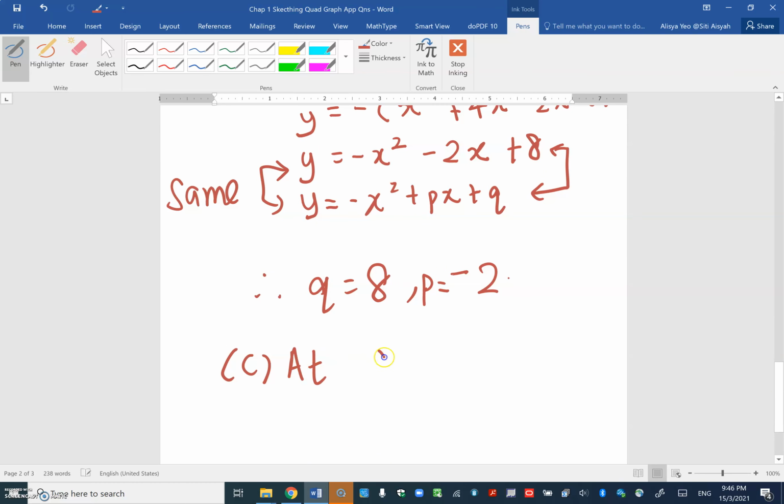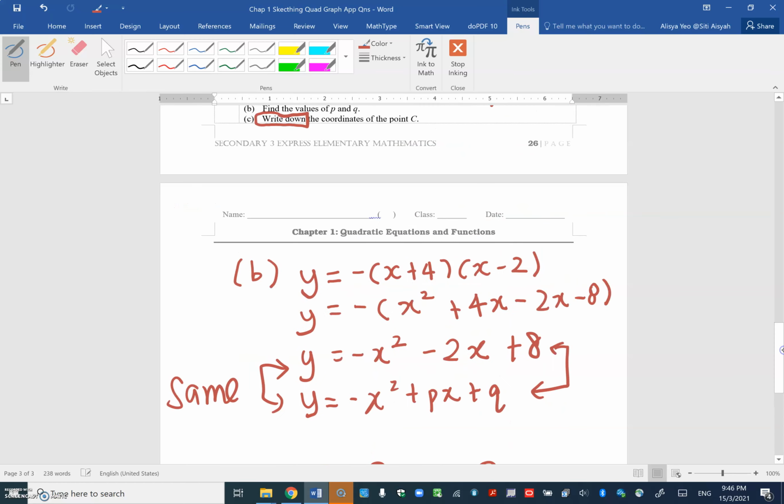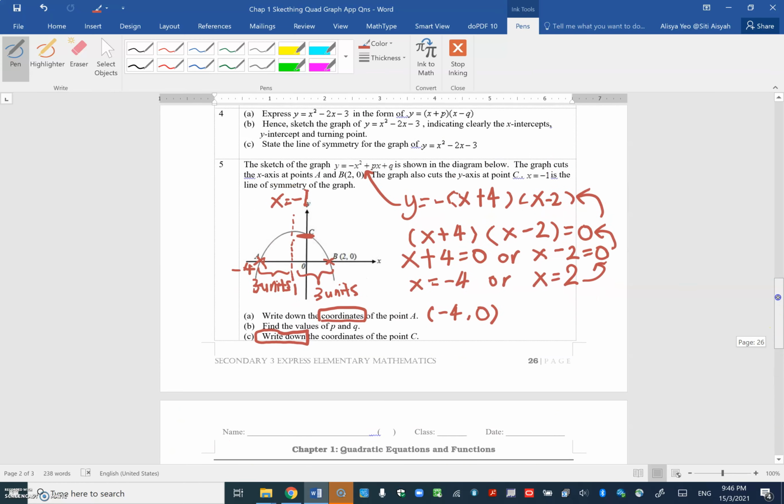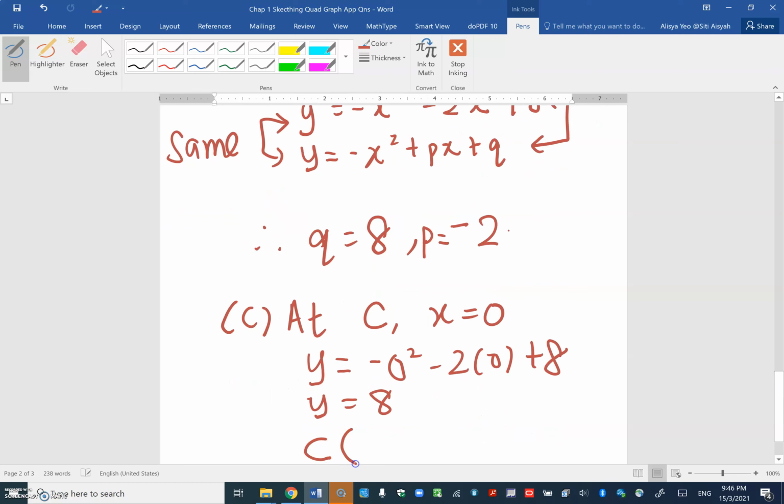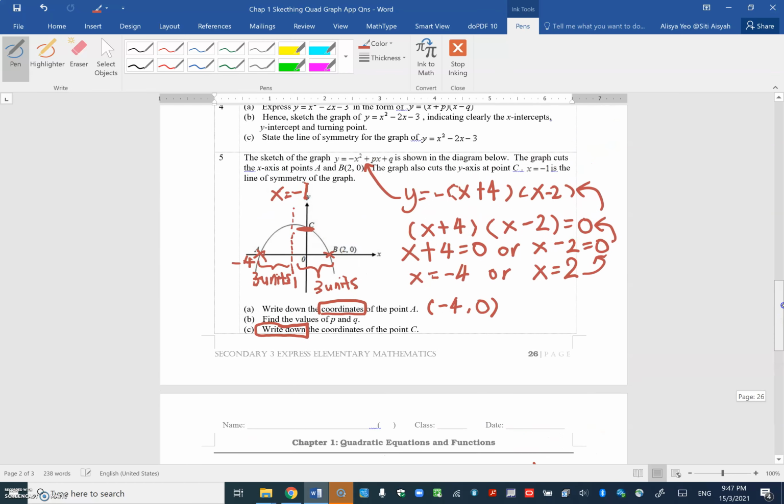At C, x equals 0. So sub in x equals 0 in this equation here. The value of y is going to be -0 squared take away 2 times 0 plus 8. So naturally, the first two terms will be 0. So the value of y will be equal to 8. That would mean that your value of the y-intercept is also 8. So they ask you to write the coordinates. So the coordinates of C is going to be 0 for the x coordinate and 8 for the y coordinate. So that answers question number 5.